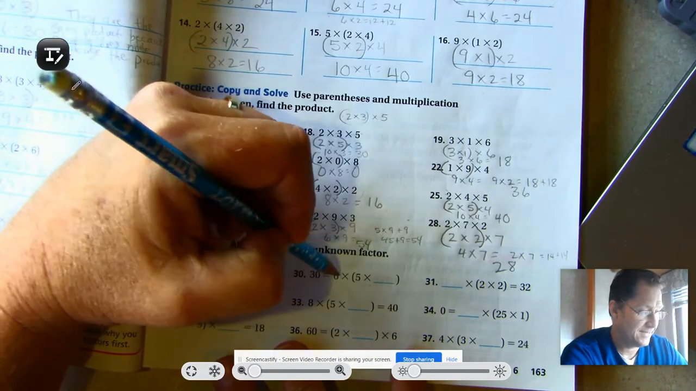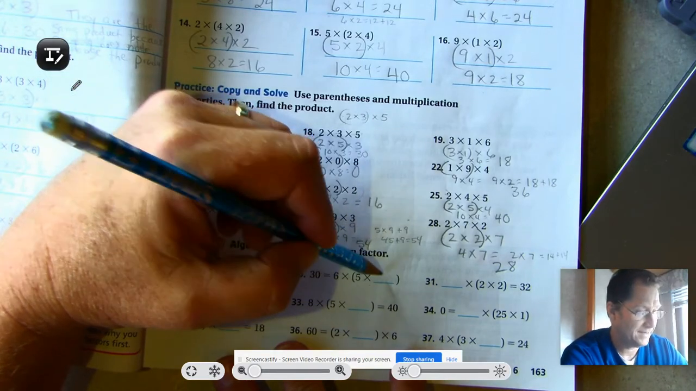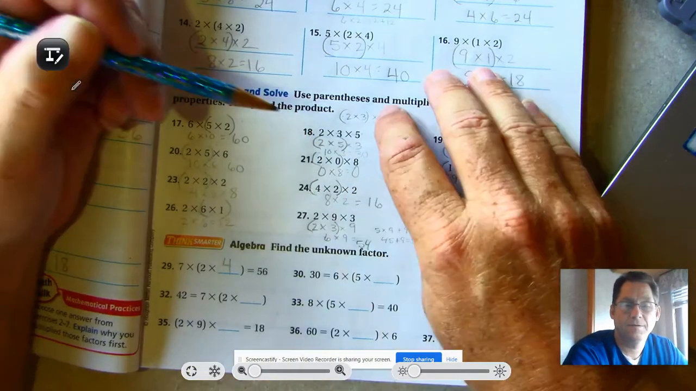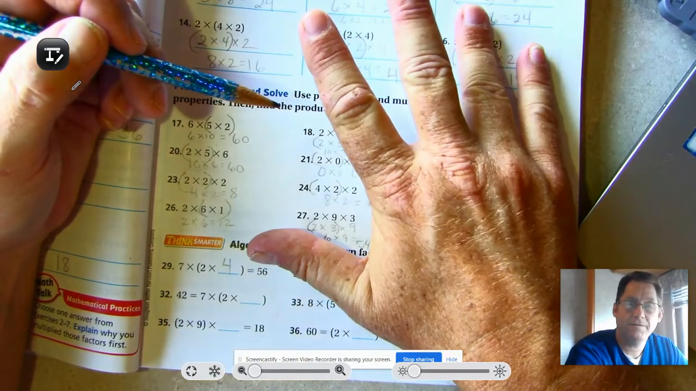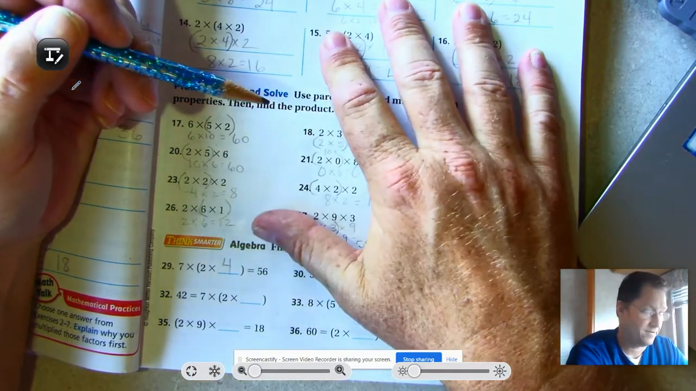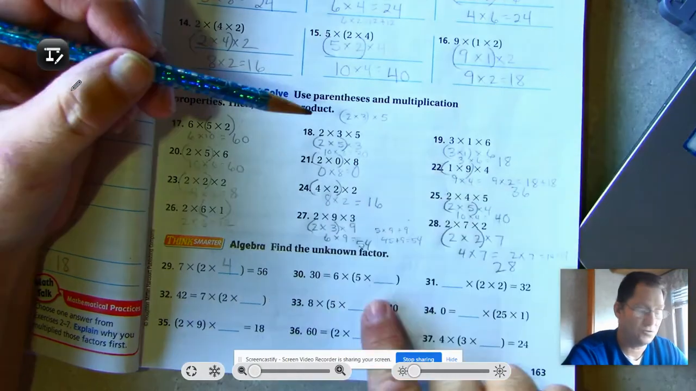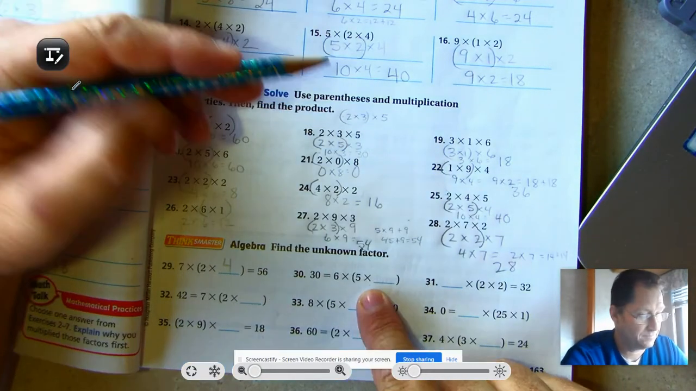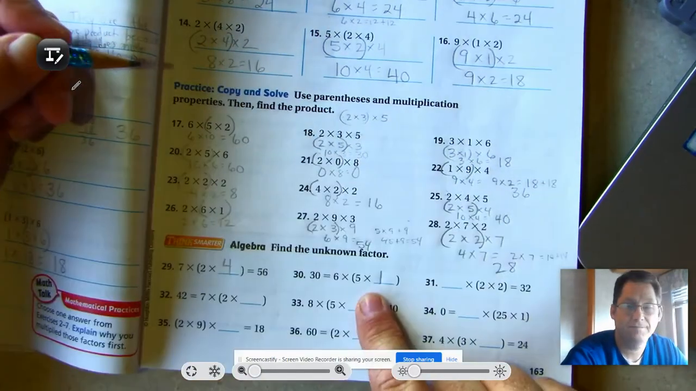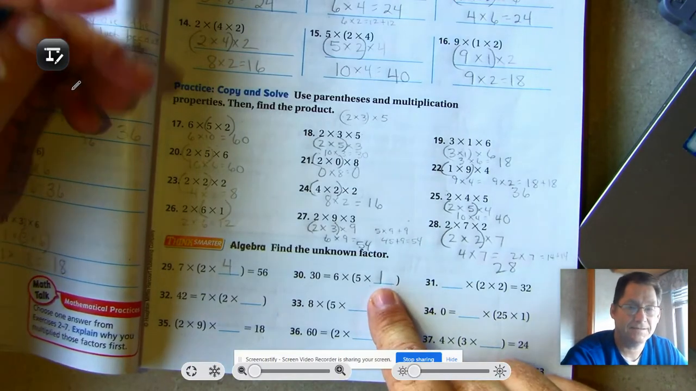30. 6 times what is 30? 6, 12, 18, 24, 30. 5. Okay, so how do I get a product of 5 here? The only way to do that is to put a 1 there. 5 times 1 is 5. 6 times 5 is 30.